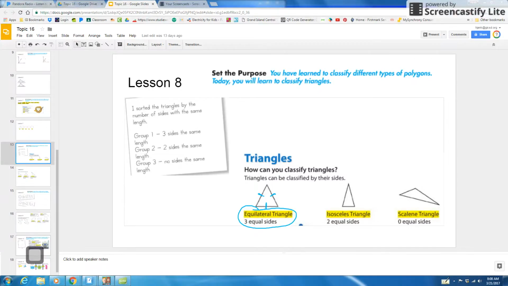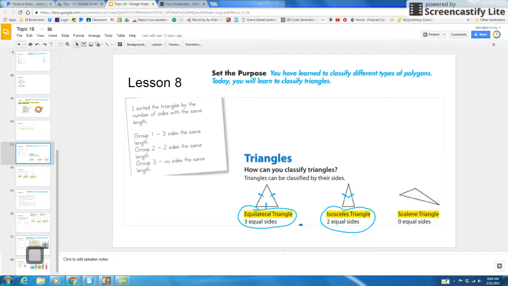Our second type of triangle is our isosceles triangle, where two sides are equal. So this side and this side are the same. That bottom side, if you look, is much shorter than the other two sides. And that is what we would call an isosceles triangle.